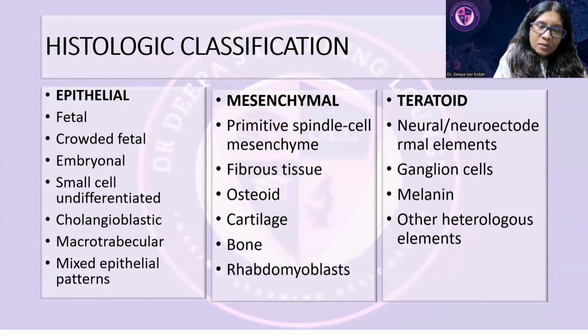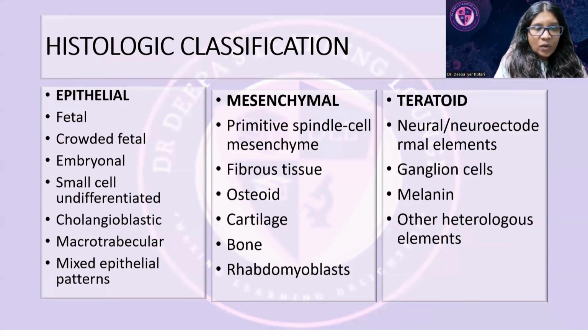Histologically, the hepatoblastoma is best understood by dividing these into epithelial, mesenchymal, and teratoid elements. These help understand the patterns as well. The epithelial component includes the fetal and the embryonal patterns, and there are several other patterns that are recognized, like the small cell undifferentiated, cholangioblastic, macrotrabecular, and mixed patterns. The mesenchymal has usually a primitive spindle cell type of pattern or mature fibrous tissue, but they can be osteoid, bone, cartilage, rhabdomyoblast, etc.